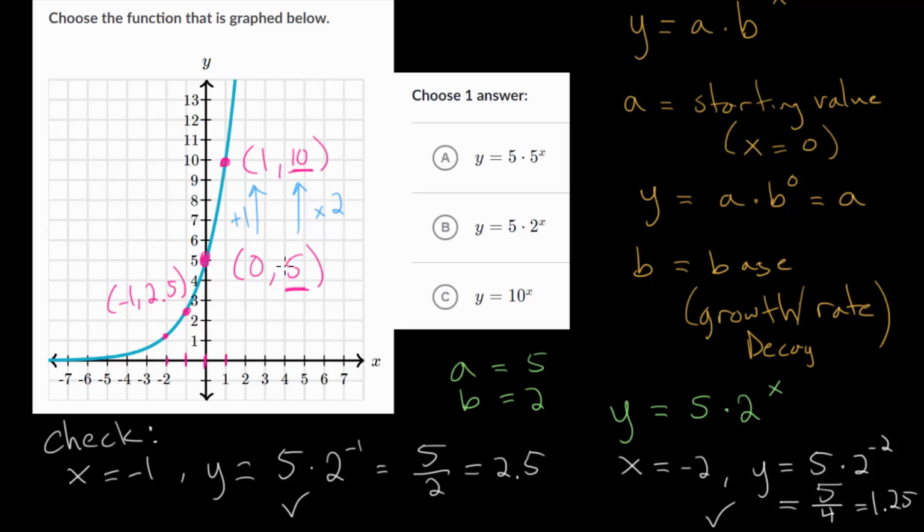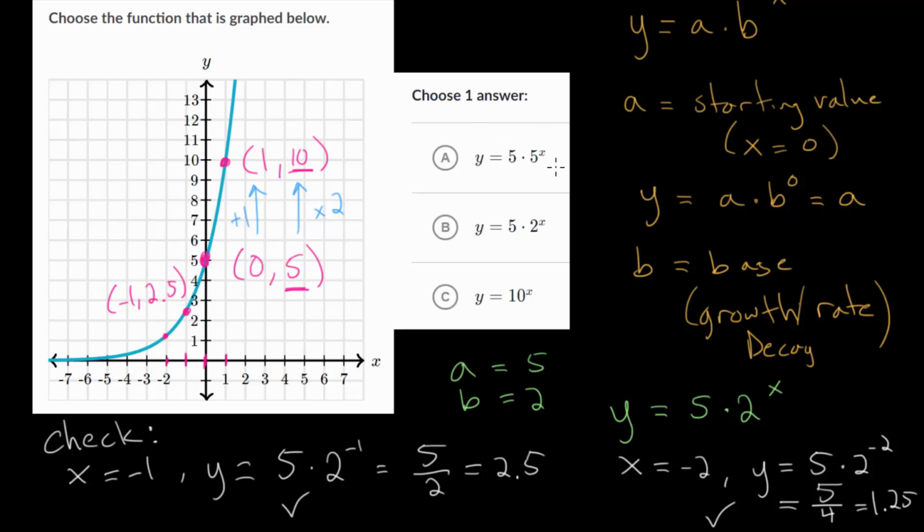Though you can also check these primary values we looked at. When you plug in 0, you do get back 5. And when you plug in 1, we get 5 times 2 to the first, or 5 times 2, which is also 10. So it works for these 2 main points that we found originally, but it also works for these more difficult points to see when you have negative x values.